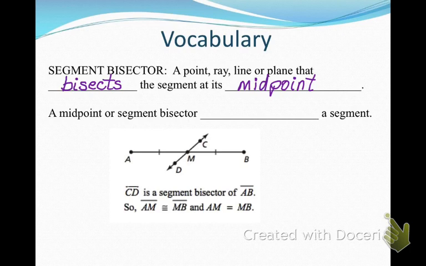So a midpoint or a segment bisector bisects a segment. Now in this example, we have line segment AB, and it is cut into two congruent pieces by a line, DC, creating the midpoint M. So line CD is a segment bisector of segment AB. And when we do our construction, we're going to be bisecting a line segment with a line. I know these two are congruent because of the hash marks.